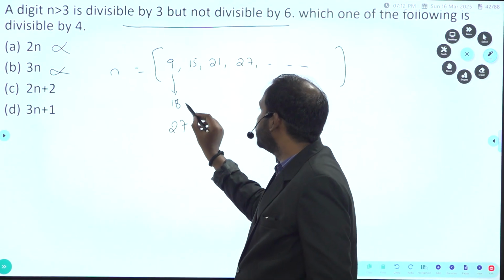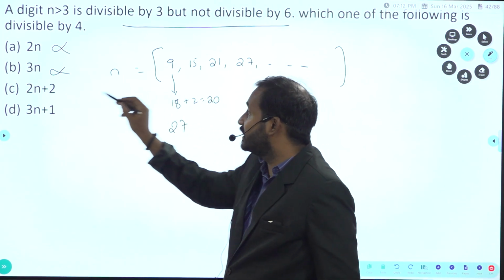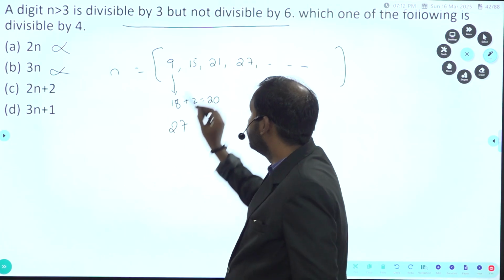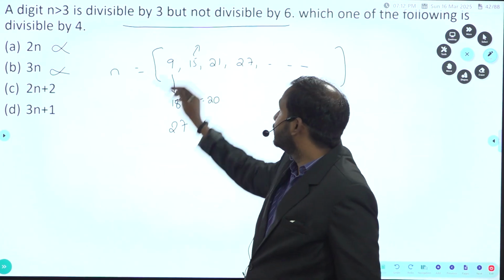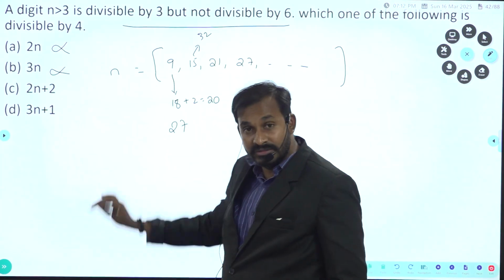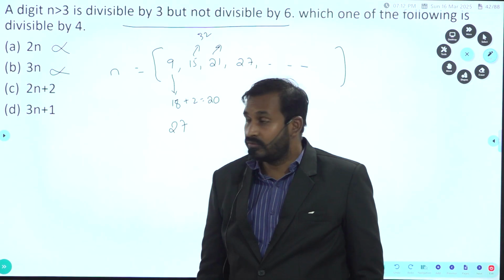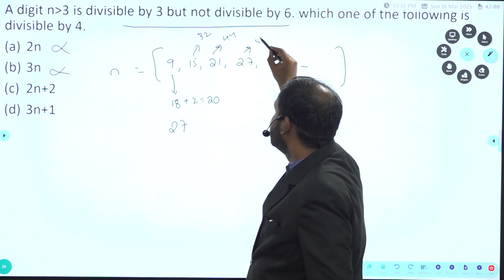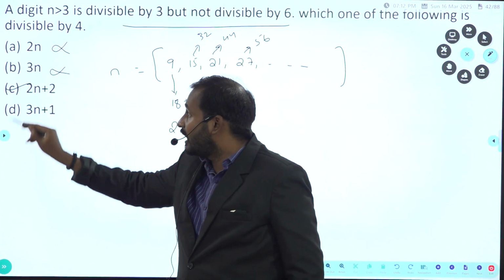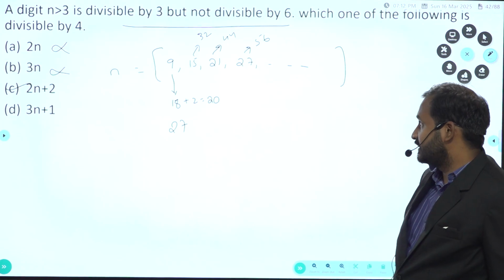2n plus 2 means 18 plus 2, which is 20. Yes, 20 is divisible by 4. We will check that with another one. 15 twos are 30, 30 plus 2 is 32. Yes, 32 is divisible by 4. That is satisfied. We will check one more: 42 plus 2 is 44. Yes, 44 is divisible by 4. Next, 56. So the condition 2n plus 2 will satisfy the given condition.